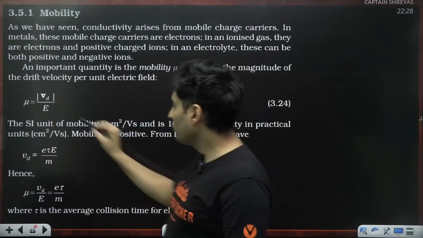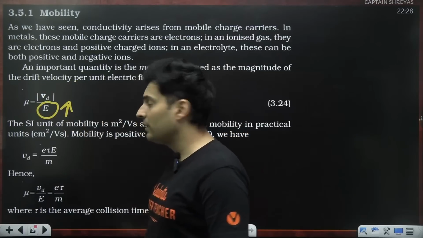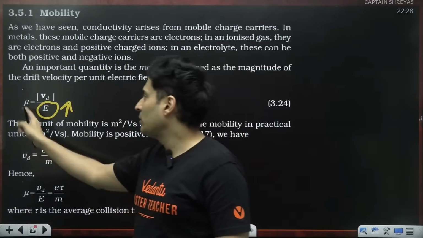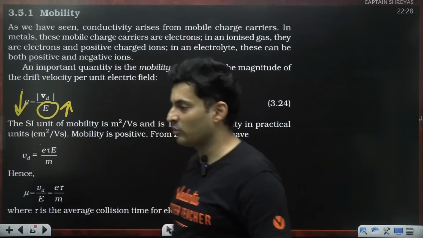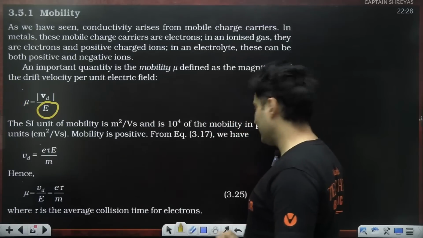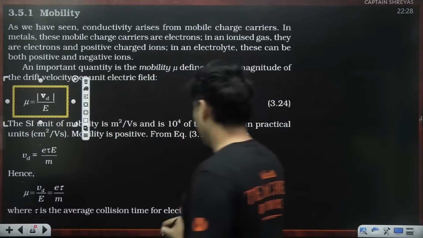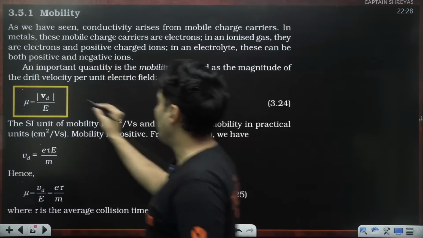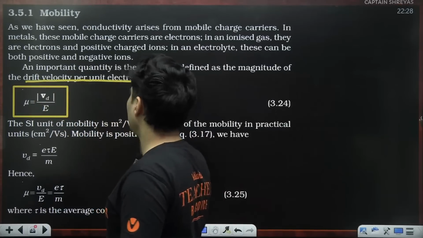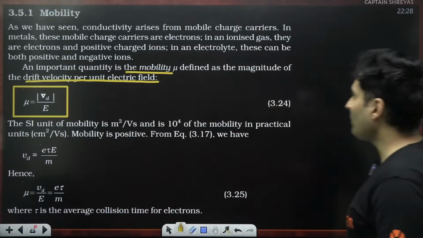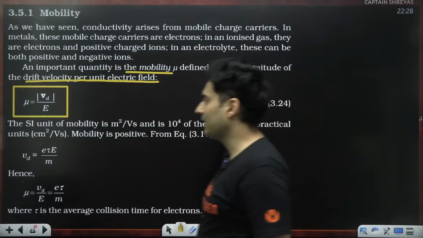If I have to apply more electric field, that means I have to push them more. They are very lazy, so they are not so mobile. So mobility is less. That's the reason why mobility is defined. Mobility is defined as the drift velocity per unit electric field.